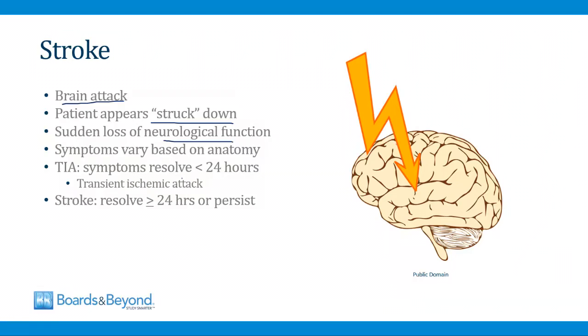And if the symptoms resolve in less than 24 hours, we call that a TIA, which is a transient ischemic attack. If the symptoms last more than 24 hours or persist indefinitely, that's what we call a stroke.